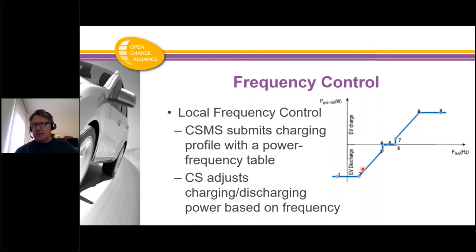If the charging station does not have its own frequency meter, then the CSMS can provide this information, and we call it central frequency control. Our speaker from Dreev will tell more about how they implemented this in a commercial scenario.